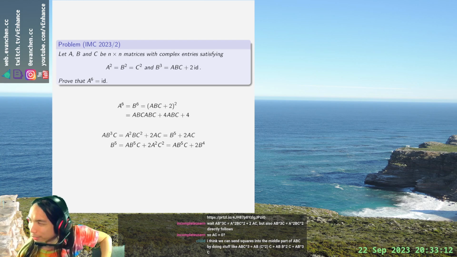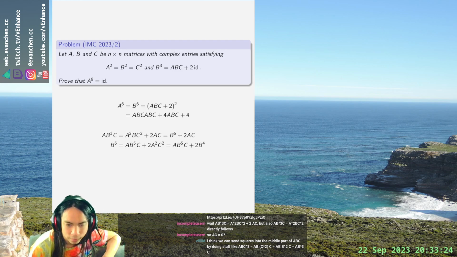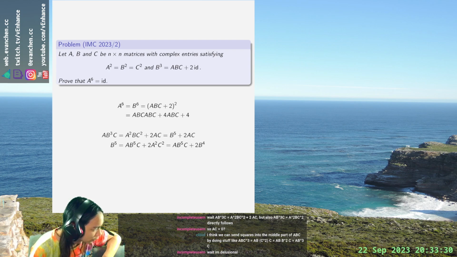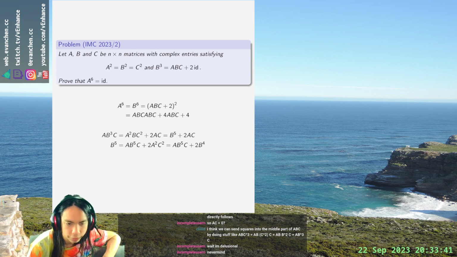Wait, AC equals 0? No way, right? Oh, wait. A squared plus 2AC. Why is A cubed B cubed C equal to A squared B C squared? Okay, cool. I can set the square as the middle part by doing stuff like ABC cubed. Yeah, that's what I'm doing with the AB cubed C.